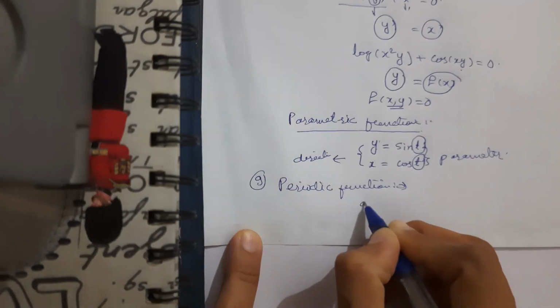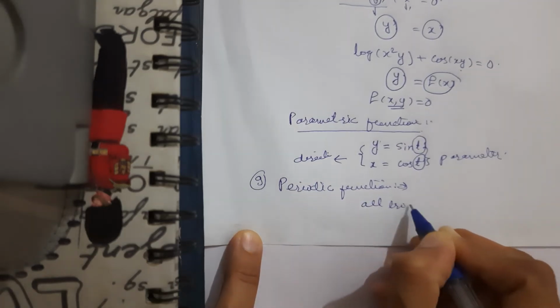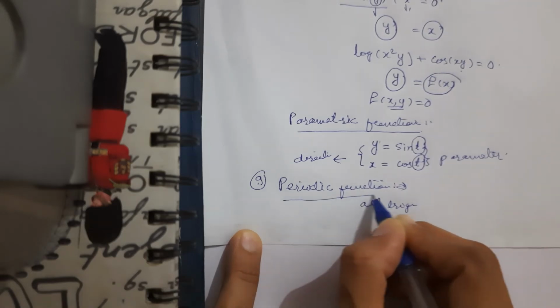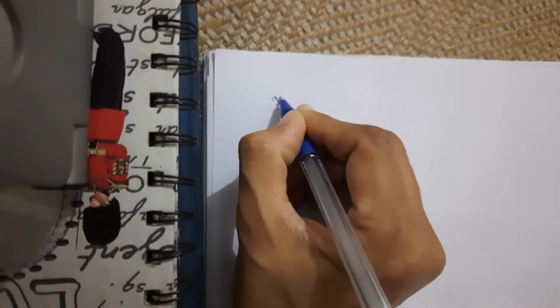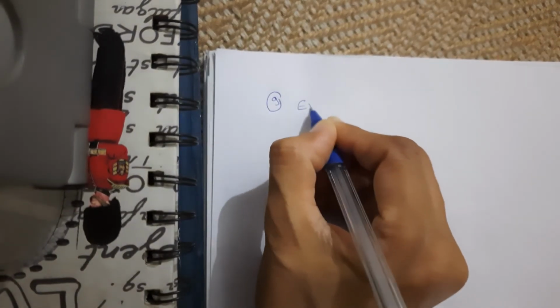So all trigonometric functions are periodic functions. Just remember this one. We are going to see this in detail. But for the time being, just remember that all trigonometry functions are periodic functions. Now next one is even function.